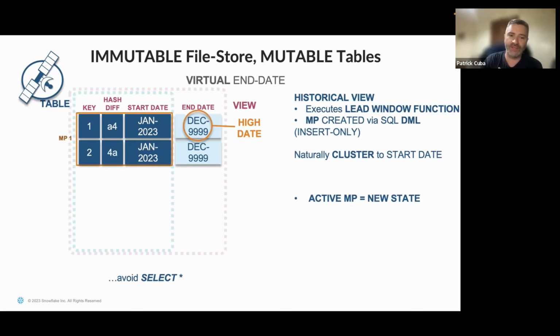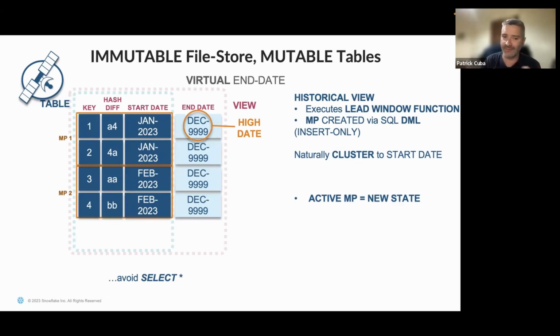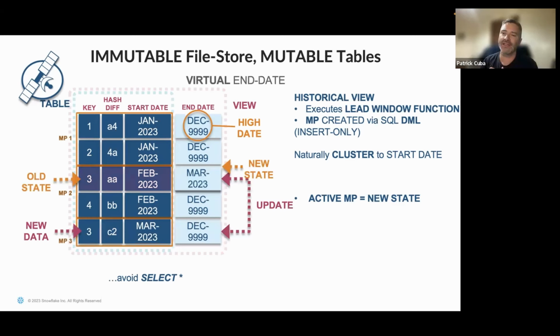So when you load in new records, it looks the same. The view then shows what the end date is for that record. What starts to look different is when you start doing updates. When you do an update, you're actually not updating the table itself. It's still an insert. And when you query that data, it then shows what the active record is. The downside of it is that you're calculating that lead function every time you're trying to figure out which is the active record, right?